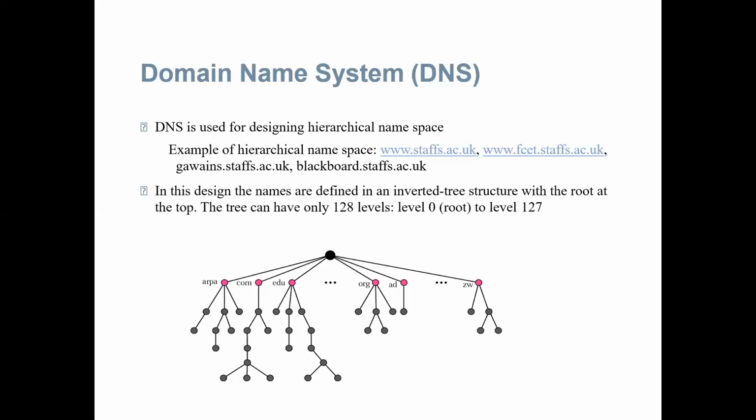To have a hierarchical namespace, a domain namespace was designed. In this design, the names are defined in an inverted tree structure with the root at the top. The tree can have only 128 levels, level 0 to level 127. Label, what is a label? Each node in the tree has a label, which is a string with a maximum of 63 characters. The root level is a null string, that is, an empty string. DNS requires that children of a node, that is, nodes that branch from the same node, have different labels, which guarantees the uniqueness of the domain name.